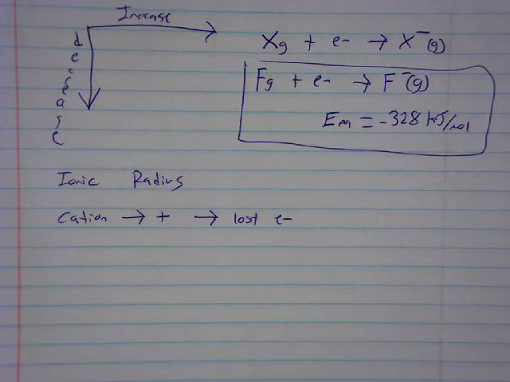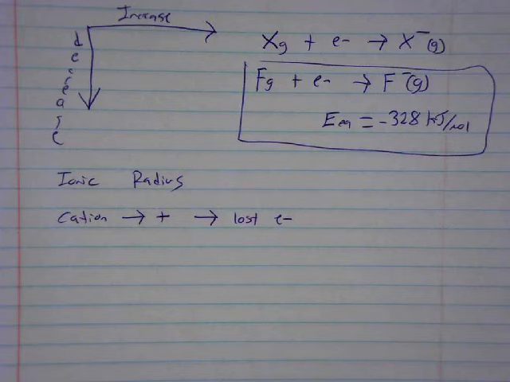So let me draw that. Here's beryllium. It has 2 in the first shell and 2 in the second shell. It is easier to lose 2 than gain 6, right? So after beryllium becomes a 2+ and loses those 2 electrons, it is losing a whole shell. So the ionic radius for a cation is smaller.